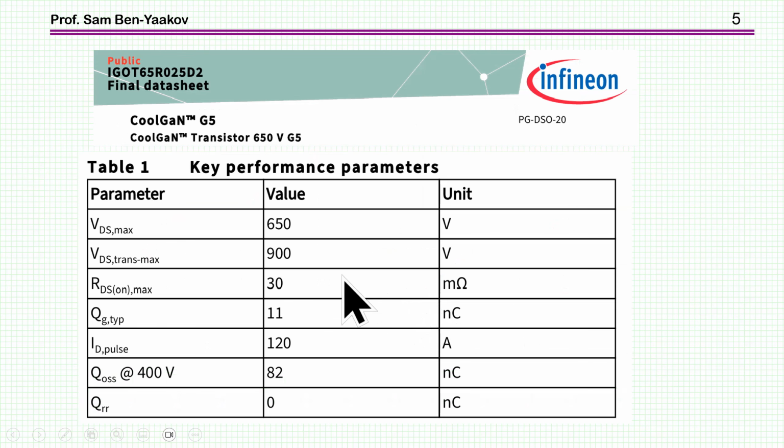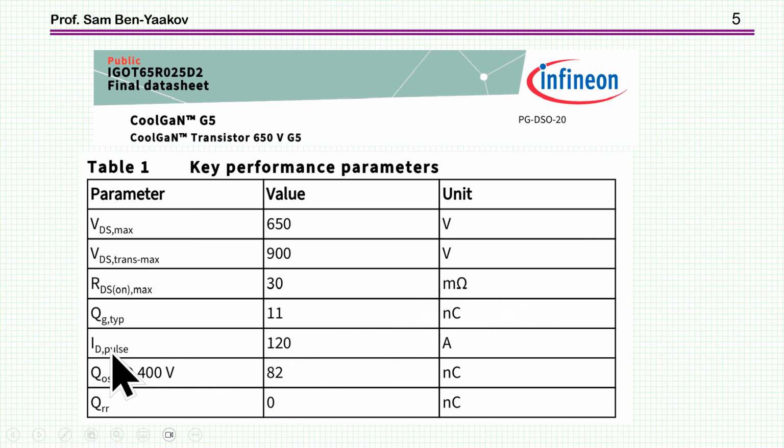And here are the key parameters of this device. These are not much different than the silicon MOSFET. The maximum voltage of this particular device that I'm now looking at, and for which I'll match the driver, is 650 volt, and the RDS1 is 30 milliohm, so it's a hefty transistor.